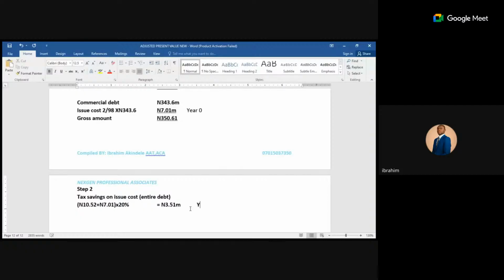We assume this to be year 1, because that is the year you start charging tax after your year 0. After year 0 is year 1. That is when you started the project. Year 1. Step 3. Class, what is our step 3? Tax savings on interest costs.